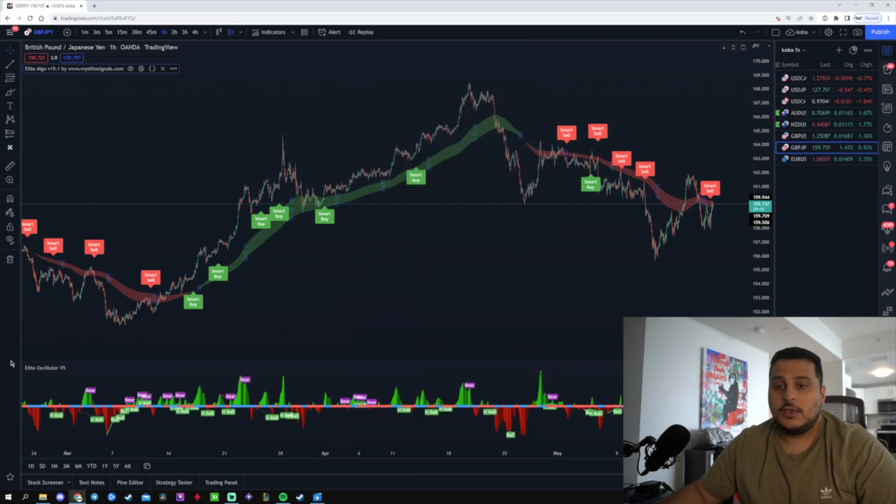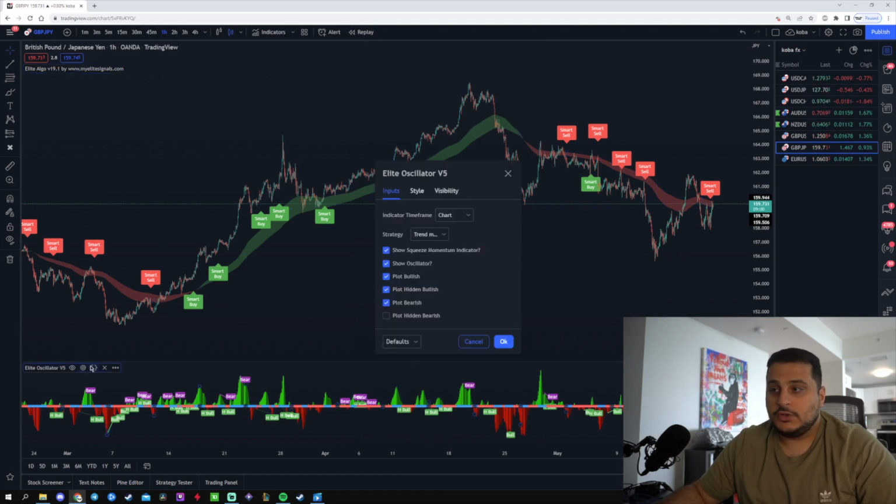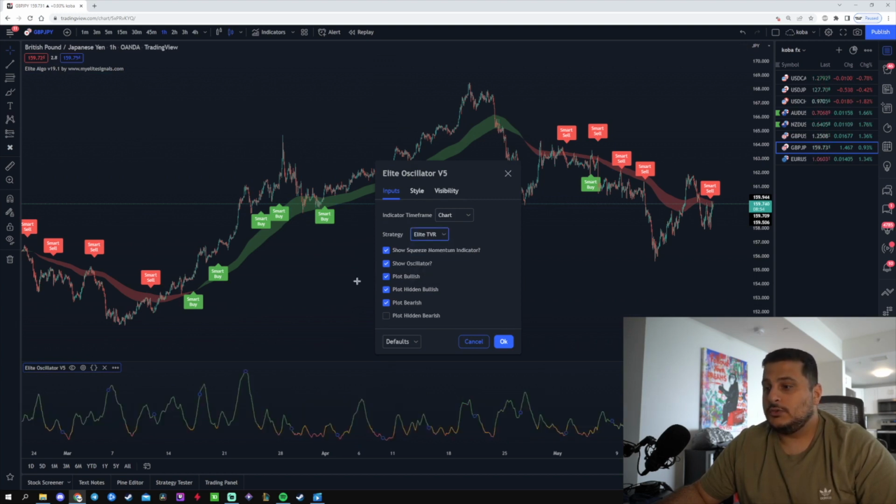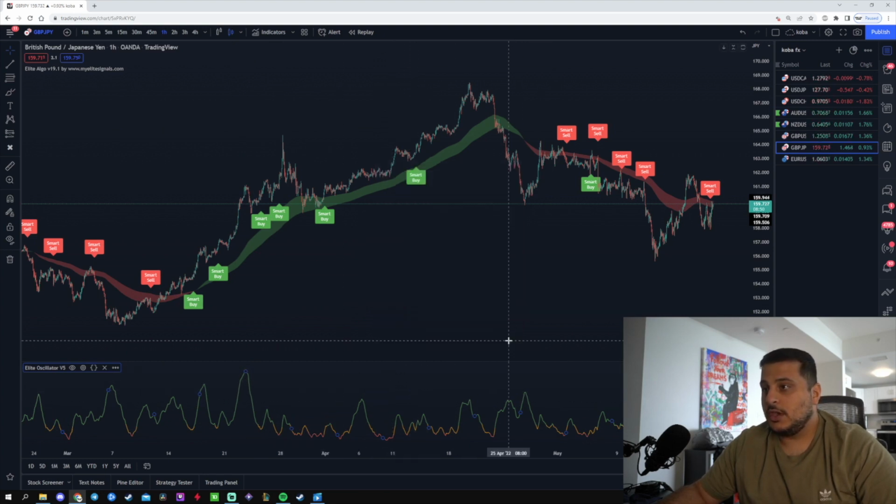So press OK. Now for the oscillator, this is incredibly simple as well. What you want to do is go to settings here, and you want to take this right here and put it under Elite TVR. Once you do that, your chart is going to look like this. Incredibly simple. Then just press OK.